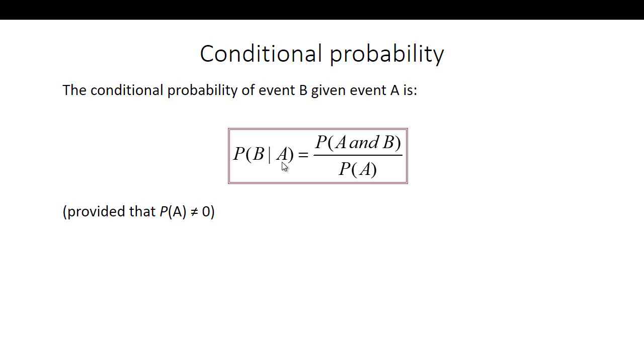Again, given that A has occurred, the possible outcomes are restricted to A, so A is the sample space. Now we are asking what's the probability of B. So we should be looking at the outcomes of B that are also in A. That's why we get the probability of A and B divided by the probability of A. Think of A now as the sample space.